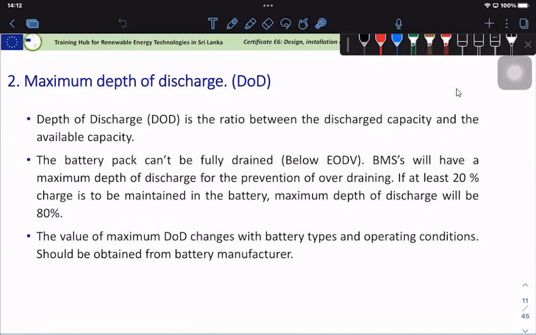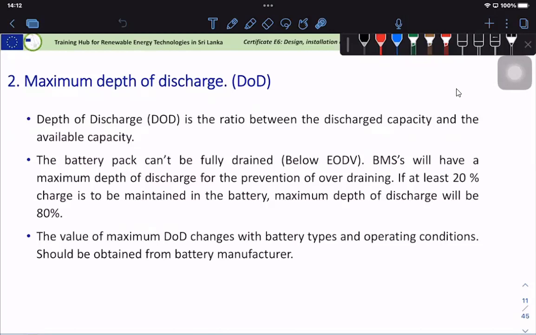Normally for batteries, for the safety of the batteries, we don't drain all the energy from the battery. We only obtain up to some energy level. So the battery can't be fully drained or go below the EODV. We should not drain the battery below the EODV, and the BMS will have a maximum depth of discharge for the prevention of overdraining. So we can set the BMS to not drain the battery below 20%. That is for the safety of the battery.